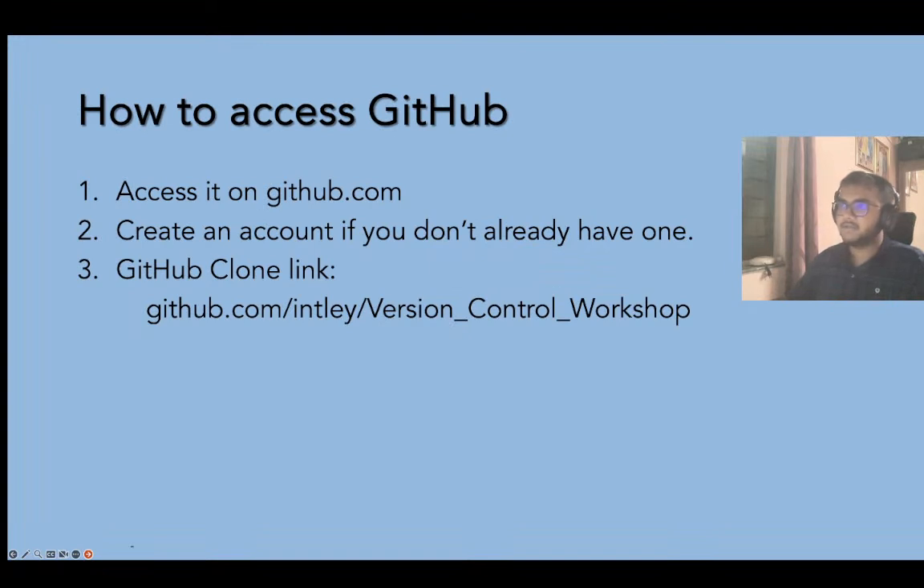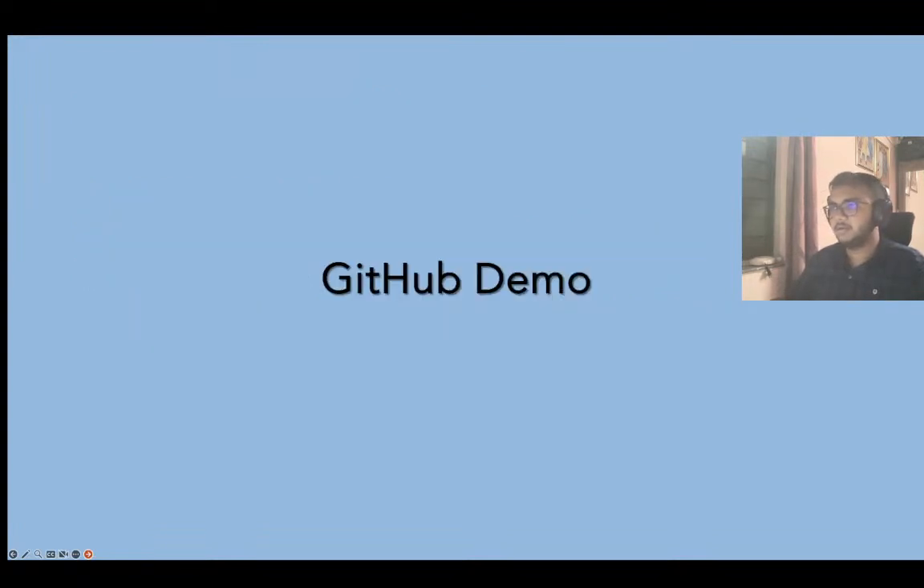So how to access GitHub? Basically, you can just go to github.com and create an account. And if you are a student, you can use the student developer pack, and you will get free GitHub Copilot, which you can use, and it's very helpful. And then for GitHub clone, you can just go to this website and clone it.